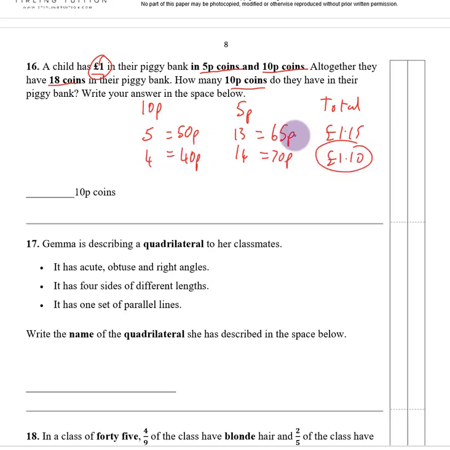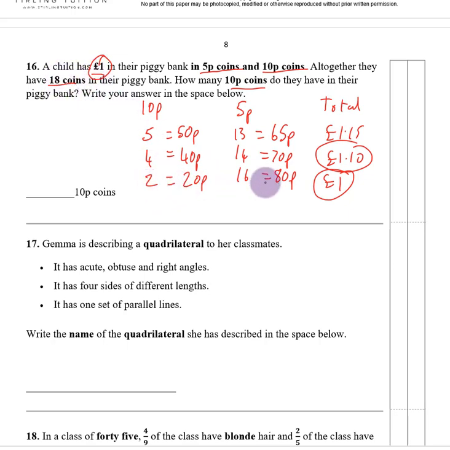And also, when we had an odd number of 10p coins, it gave us a 5 here, where it's 15. So I'm going to go down to 2. So 2 10p coins, which means I've got 16 5p coins, which is 80p. So if I add the 20p and the 80p, that gives me the £1. So this goes well with what we need to be doing.